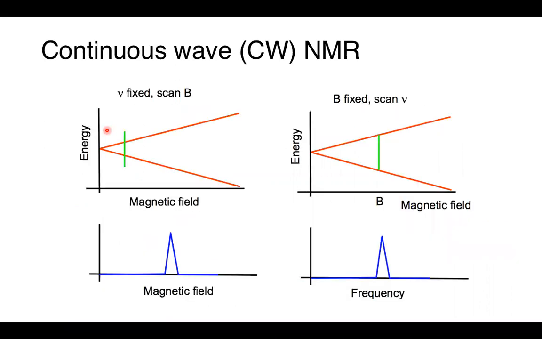Okay, so in continuous wave (CW) NMR, we fix the wavelength and we scan across the magnetic field, or we can do the opposite, where we fix the magnetic field and scan over the wavelength. Either one is okay. They're basically analogous to each other. We get either a magnetic field peak, so at a certain magnetic field we get an absorption, or at a certain frequency we get an absorption. So we can use this information to eventually build up a spectrum for our sample.